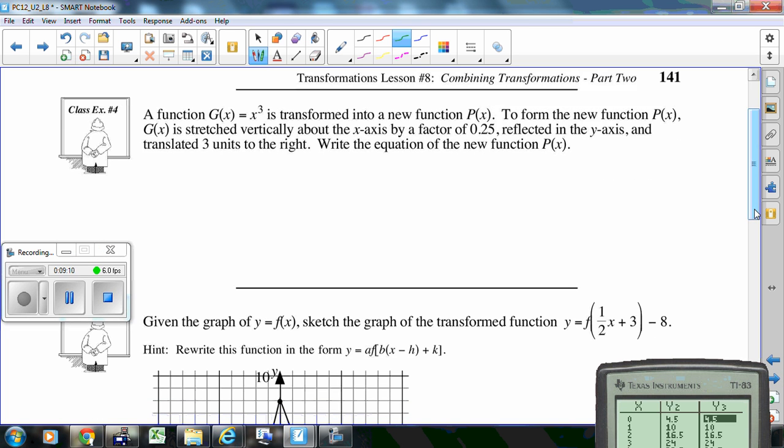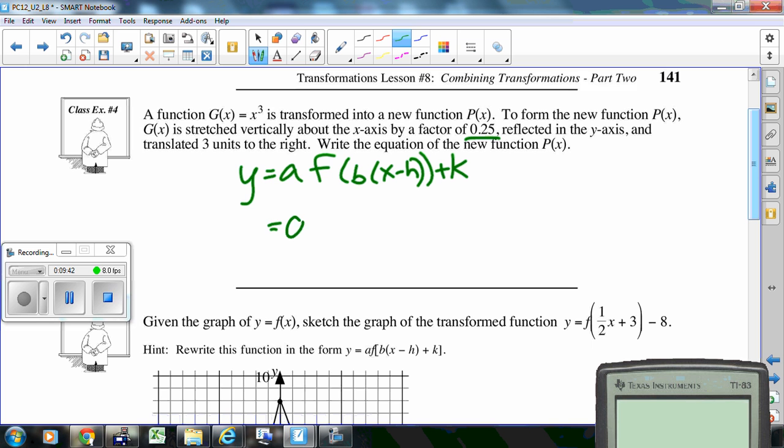So, transformed here, stretched vertically by a factor of 1/4, reflected in the y-axis, translated 3 units to the right. So, again, what I can usually do here is go, okay, well, it's going to be something like this. Right? Now, what I've got here is vertically stretched by a factor of 1/4. So my a value is going to be 0.25, or 1/4 if I preferred fractions. My function is going to be something cubed.